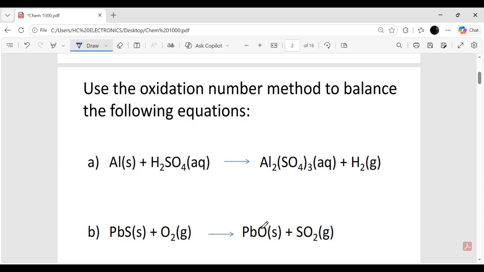Here the Pb will have its own oxidation state. This one will also have its own oxidation state. Then here you have sulfur dioxide, with its oxidation state. As a result, you are going to have your final answer.